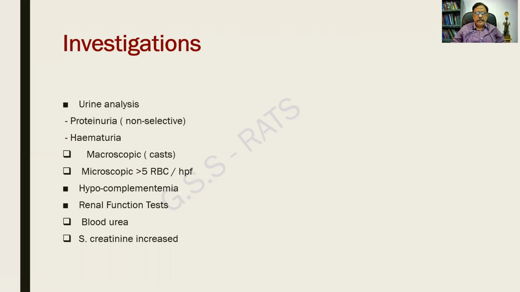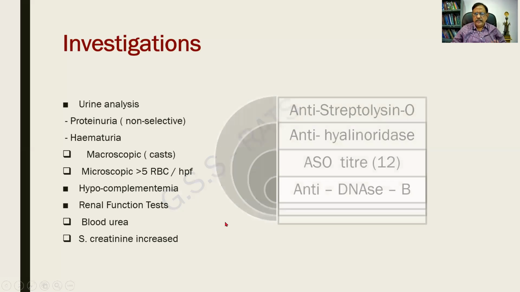And since it is an infection and complements are all getting used up, there will be hypocomplementemia. That is, the blood will have a decreased amount of complements. And when you do a renal function test, there will be an increase in the blood urea as well as the serum creatinine, which means the kidney is getting affected. Usually there is a recovery, but in rare cases there can be renal failure also. So these are the investigations. Let us remember them. These are the general investigations.